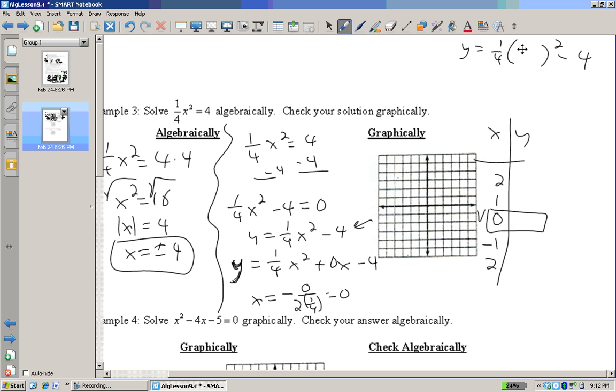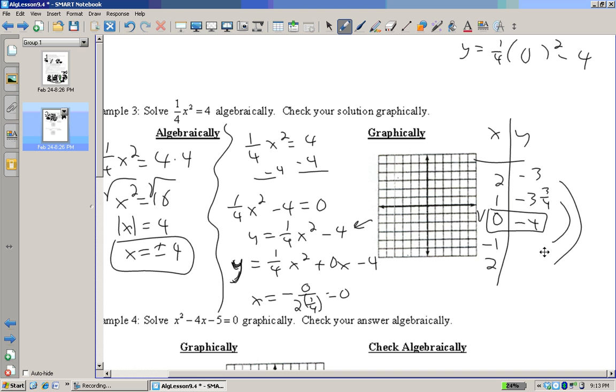Let's plug in 2. 2 squared is 4. A fourth of 4 is 1. Minus 4 is negative 3. Let's plug in 1. 1 squared is 1. A fourth of 1 is 1/4. Minus 4 is negative 3 3/4. Let's plug in 0. 0 squared is 0 times 1/4 is still 0. Minus 4 is negative 4.